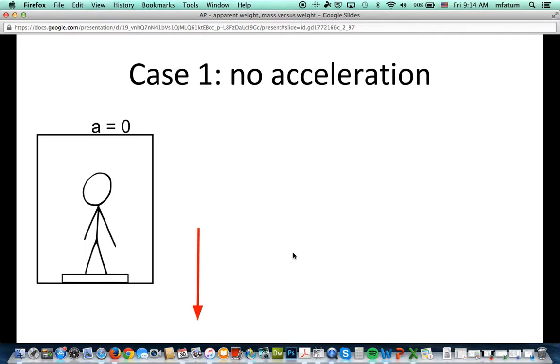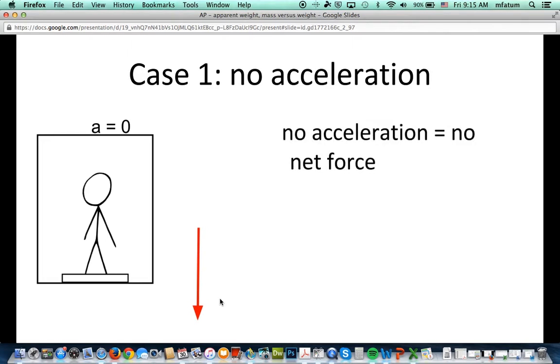So situation 1 is no acceleration. So I know that I have the weight force, which is represented by this red arrow right here. That's always going to be pointing down. If I have no acceleration, that means I have no net force. So there must be some force balancing out that weight. Well, that's going to be the upward force provided by the scale. In this case, they're going to be perfectly equal because my net force has to equal 0.